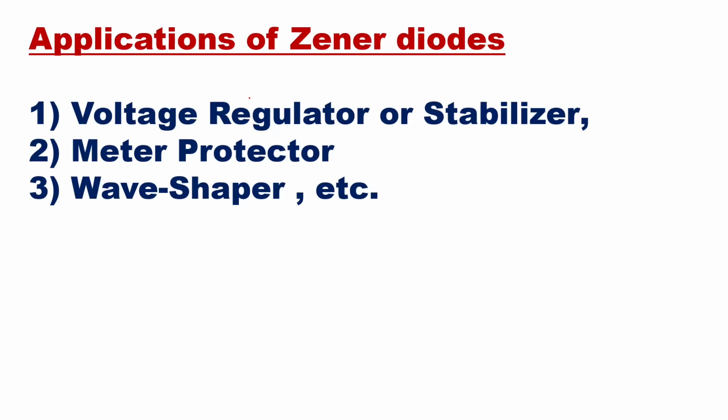Then we'll see what the important applications of Zener diode are. Number one is voltage regulator or stabilizer. As I've told you, it can keep the voltage at a particular constant value specified by the manufacturer, and at that value you can increase or decrease the current. That is the feature by which you can use it as a voltage regulator or stabilizer. It can be used for meter protection. It can be used for a wave shaper. Clear?